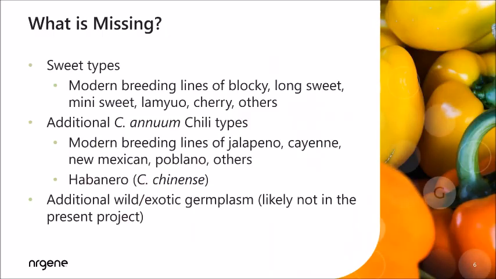What is missing? First, sweet types, mostly modern breeding lines of different types, such as blocky, long sweet, mini sweet, Lamuyo, or cherry, and other types. Additional Capsicum annuum chili types, again modern breeding lines, such as jalapeno, cayenne, New Mexican, poblano, as well as other types. Also habanero, which is C. chinense, but is an important type. And there's also very small representation of wild and exotic germplasm.